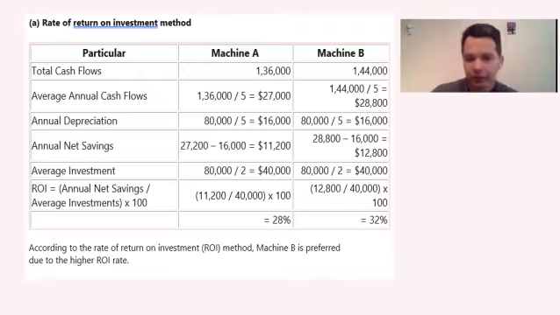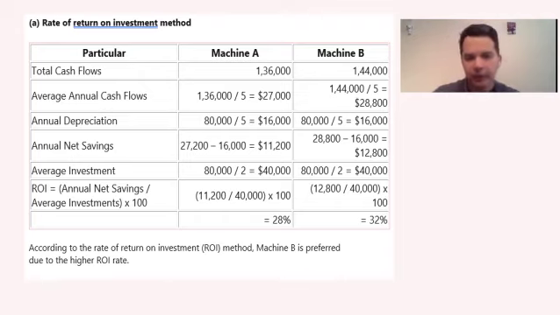So if we look at what we have to contrast it with, which is machine B. The total cash flows for machine B is $144,000, and the average annual cash flow for machine B would be $144,000 divided by 5. This is going to give us $28,800. The annual depreciation would be $80,000. We divide this by 5. It gives us $16,000. Annual net savings, again for machine B, $28,800 minus $16,000. It's going to give us $12,800.